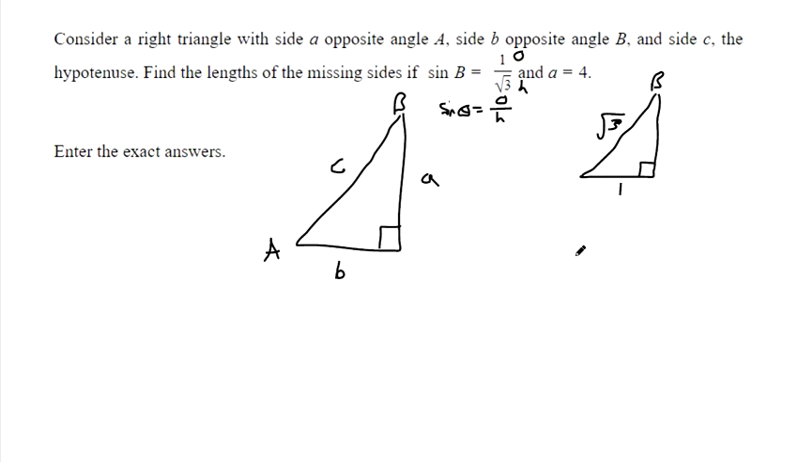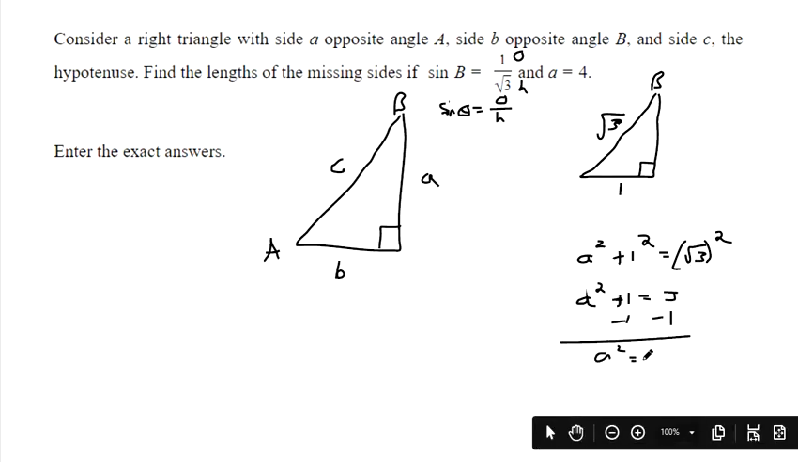And then you can use the Pythagorean theorem. We should say it like this: a squared plus 1 squared equals c squared. And then to finish getting a by itself, squaring the square root of 3 just gives us 3. Subtract 1 from both sides, you get a squared equals 2. And then you have a equals the square root of 2. So we put the square root of 2 on this side.